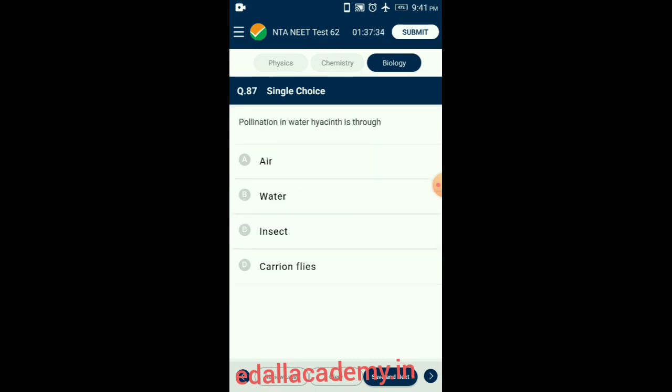Question number 87. Pollination in water hyacinth is through. Pollination in water hyacinth takes place through insects. Although these plants are aquatic, they are pollinated by insects. So the answer for this question is option C, insect.